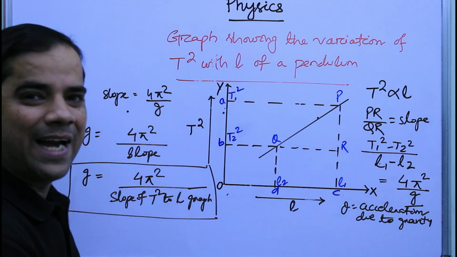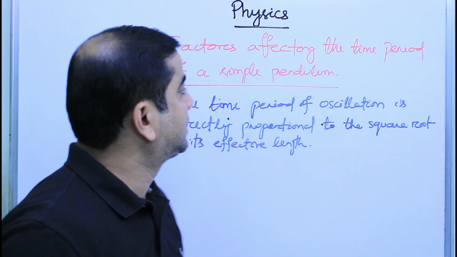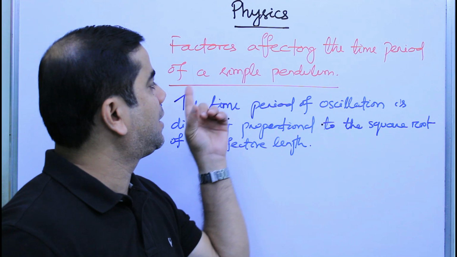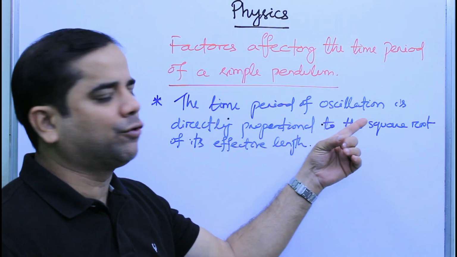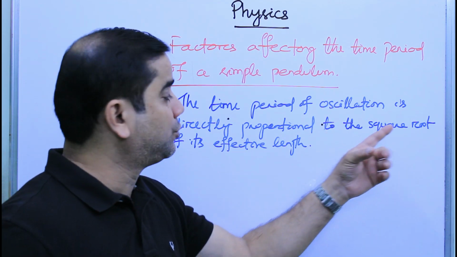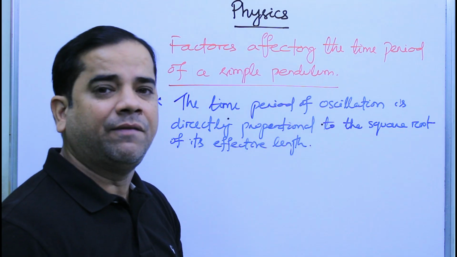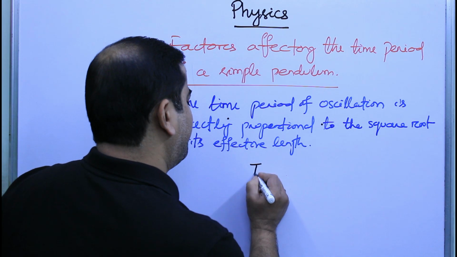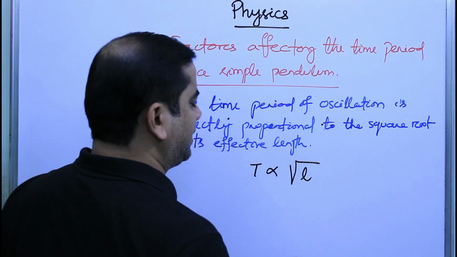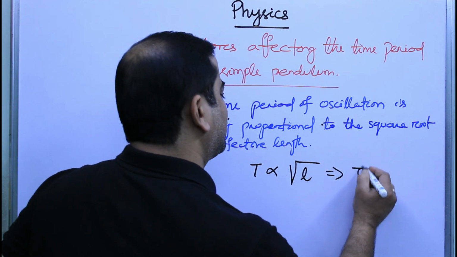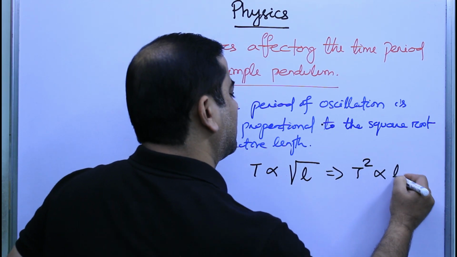Okay? Hope you understand. Students, let us now discuss the factors affecting the time period of a simple pendulum. Okay? As we have already discussed, the time period of oscillation is directly proportional to the square root of its effective length. So, time period is directly proportional to the square root of its effective length, or that implies T square is directly proportional to length.